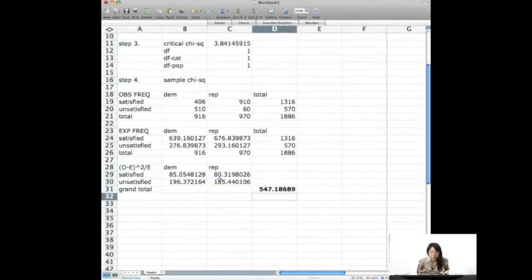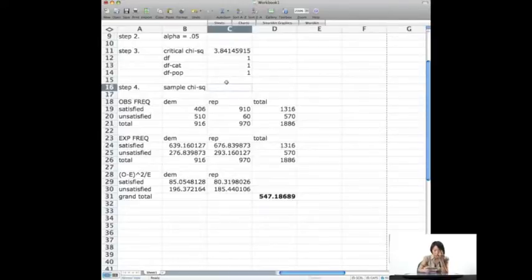All right, and the grand total for all four of these is going to be 547.18, right? And so my sample chi-square is quite large. Quite large, right? And so do I reject my null hypothesis? Indeed I do.